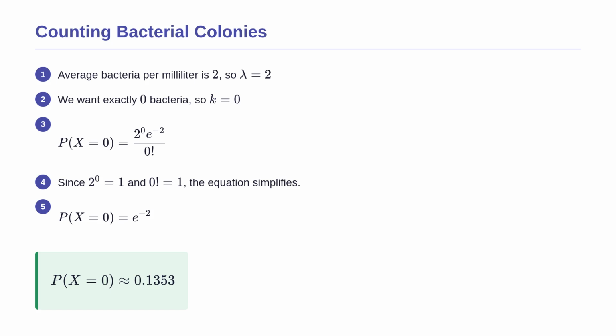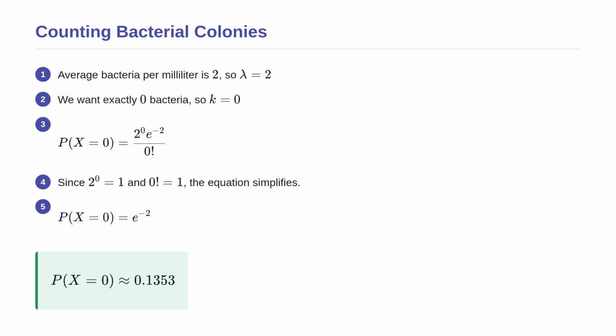Let us apply this formula to a real-world microbiology problem. A microbiologist knows a water sample typically contains an average of 2 harmful bacteria per milliliter. What is the probability of finding exactly 0 bacteria in a 1 milliliter sample? We use the Poisson distribution because these are rare, independent events in a fixed volume. Our average rate, lambda, is 2, and our target, k, is 0.